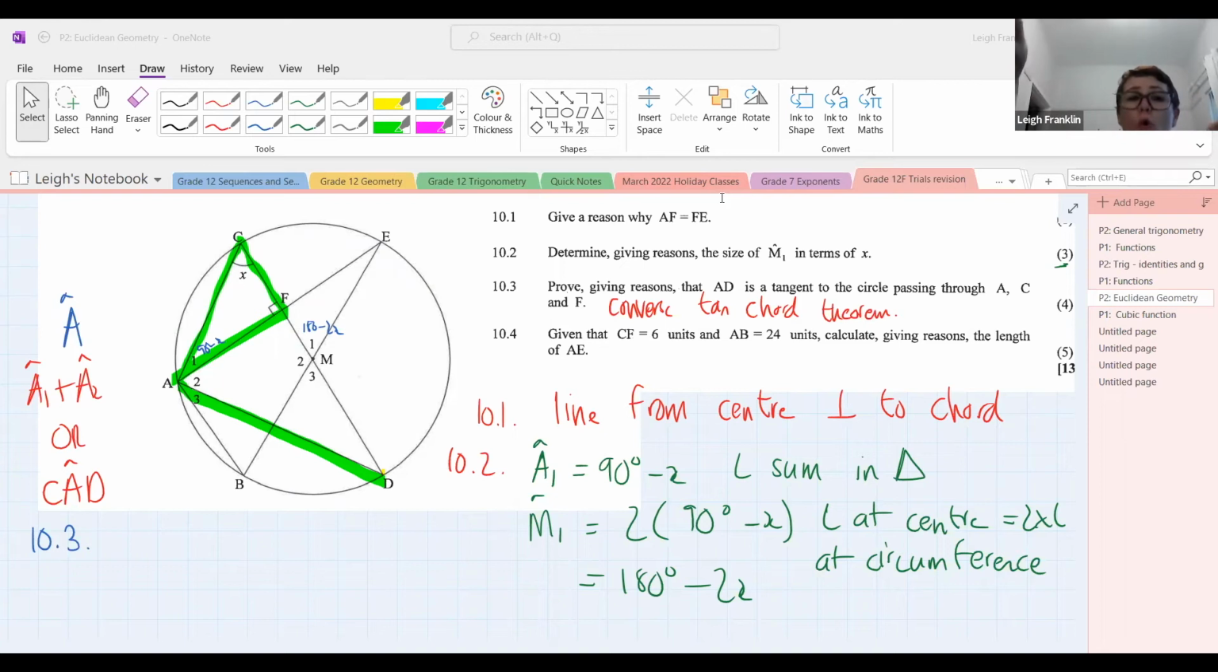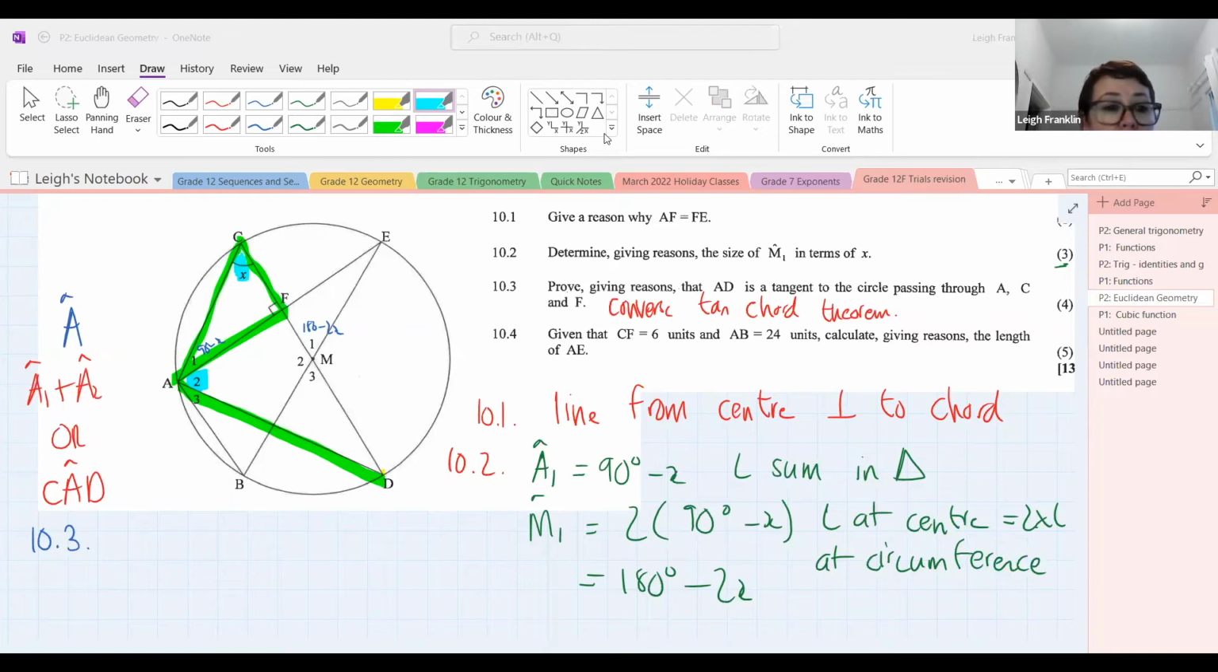AF is the chord. So angle A2 is going to be the angle between the would-be tangent and the chord. And the angle in the alternate segment is going to be C or X. Just being able to identify which of the two angles is excellent. So we need to prove that A2 is X, is essentially what this question is asking us to do.